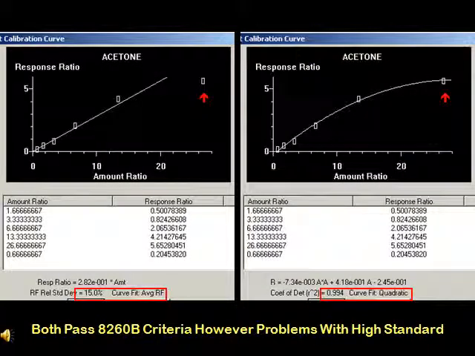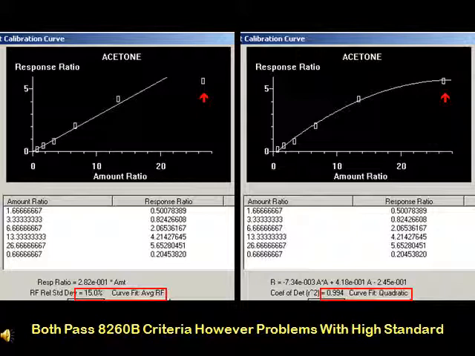In this example, a lab performing EPA Method 8260B for analysis of acetone obtained a 15% RF relative standard deviation, which meets the method criteria. However, it is obvious that the highest standard has a saturated response and it is not well represented by the curve model. If the lab had flipped the calibration model to a quadratic calibration model, as shown in the second curve, the highest standard would have been better represented.